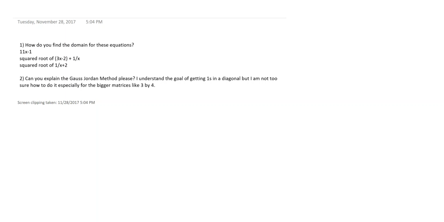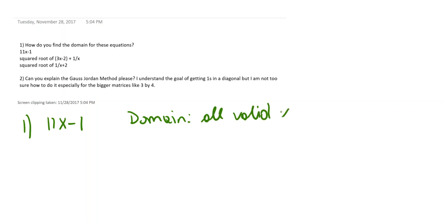All right, so to find the domain of these equations, for number 1, 11x minus 1, you notice the domain is all valid x's. So you look at this equation and you see that if x is 0, I can multiply 0 times 11 and then subtract 1. So 0 can be in the domain.